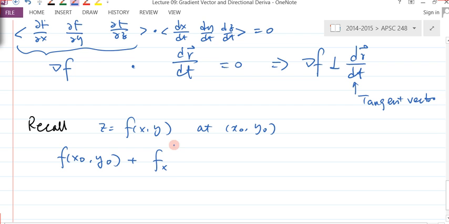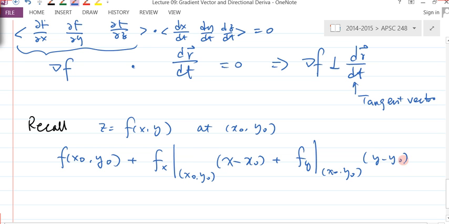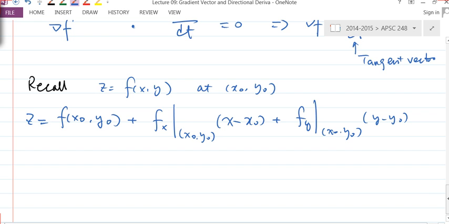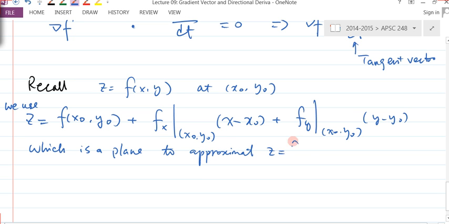fx at this x naught, y naught location, times x minus x naught, plus fy at x naught, y naught, times y minus y naught. And then we can just let z equal to this. So we use this one, which is a plane, to approximate z equal to f of x, y.